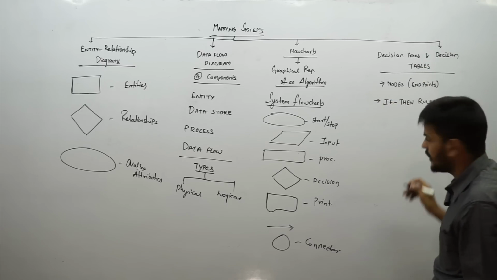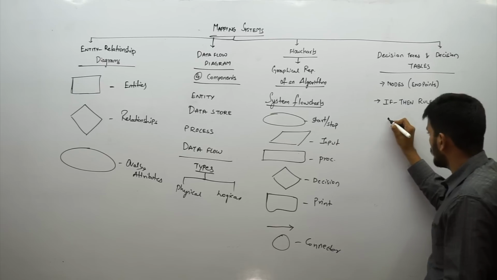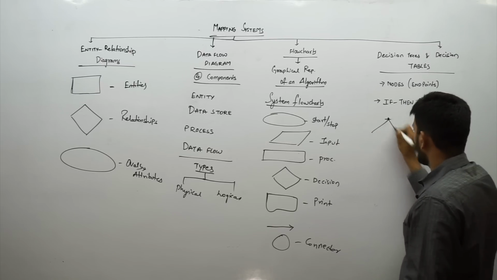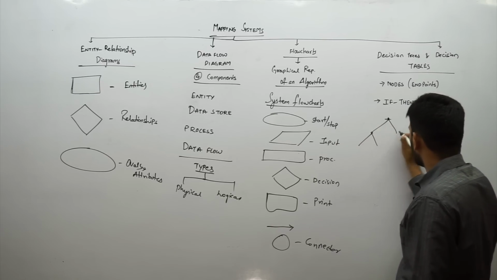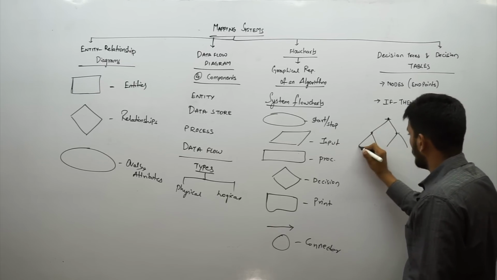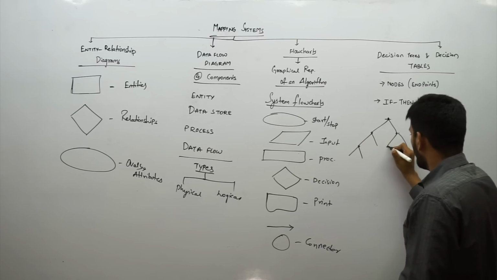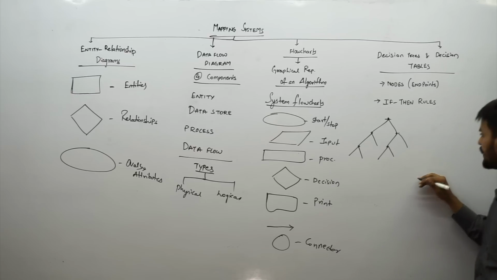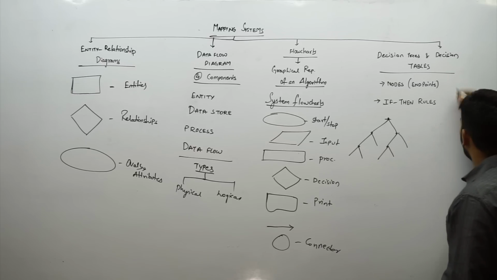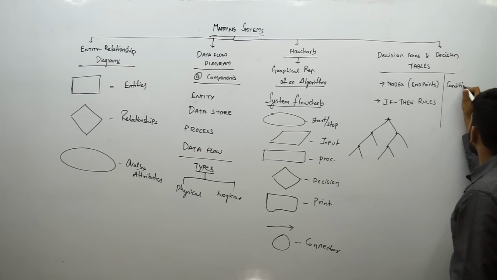If-then rules are represented. A decision tree starts like this, it starts at a point and then it goes with two questions, and from this point it goes with another two, and from this point another two. If yes, no. And then this goes on. This is the pattern of a decision tree. While in a decision table, we have two things, four things here. Conditions and actions. Under conditions, we have condition entries and condition stubs.